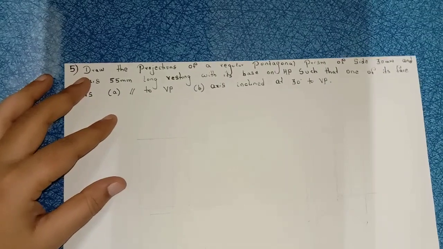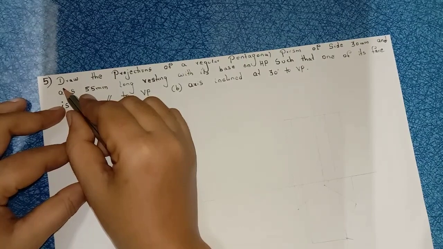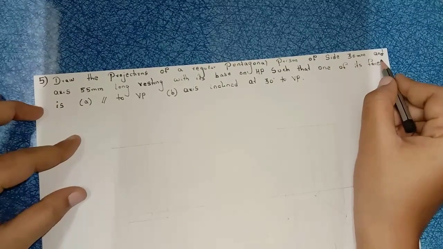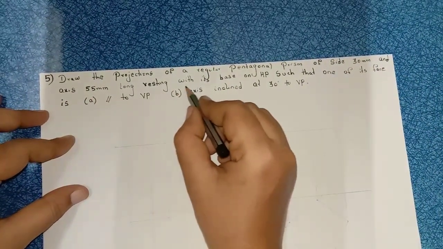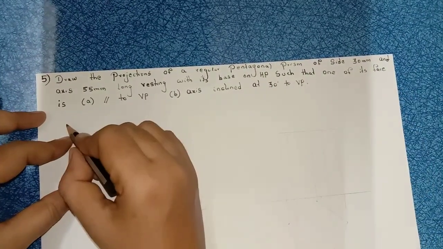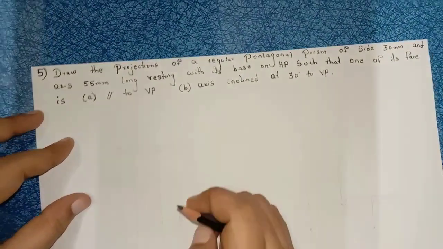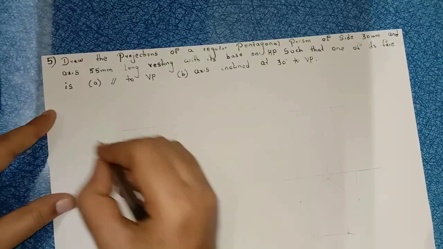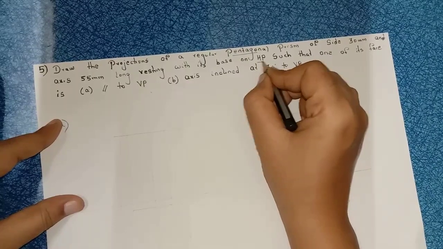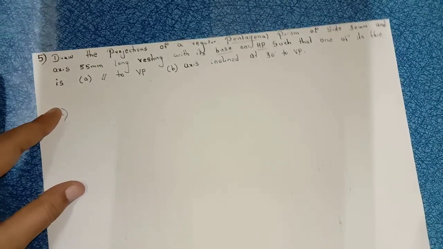So let us see the last problem. Draw the projections of a regular pentagonal prism of side 30 mm and axis 55 mm long, resting with its base on HP such that one of its faces is (a) parallel to VP, (b) axis inclined at 30 degrees to VP. So same process. Start with (a). You have to construct the pentagon on HP. Condition is base. So what is (a)? Parallel to VP, right?